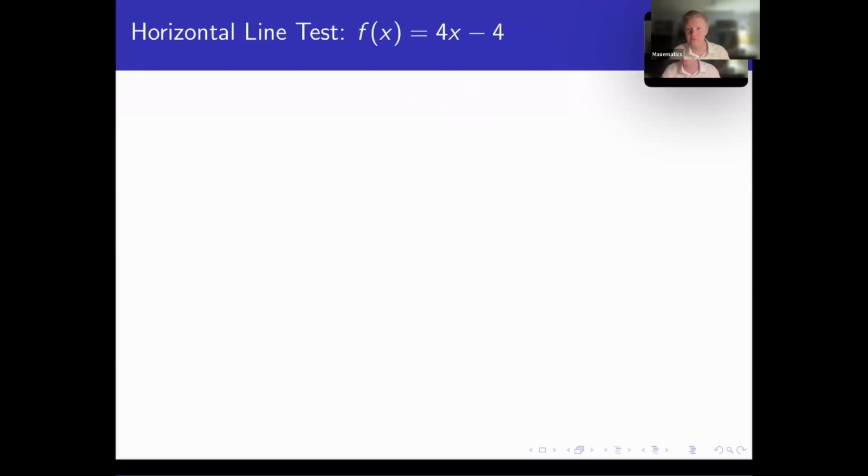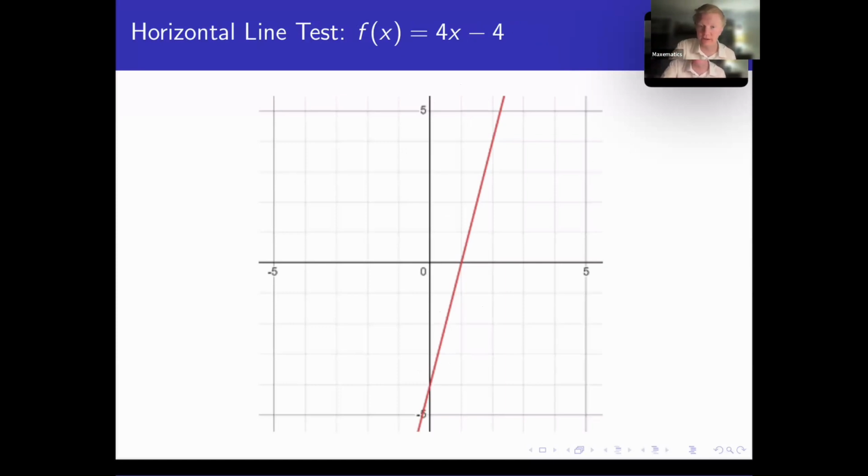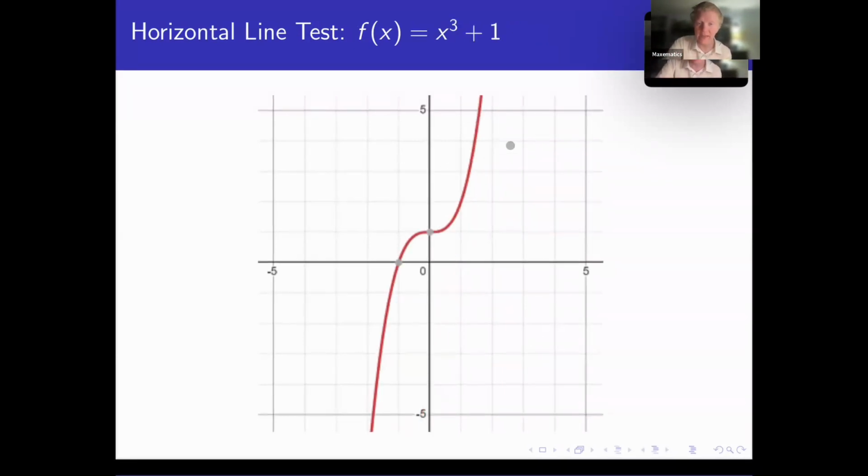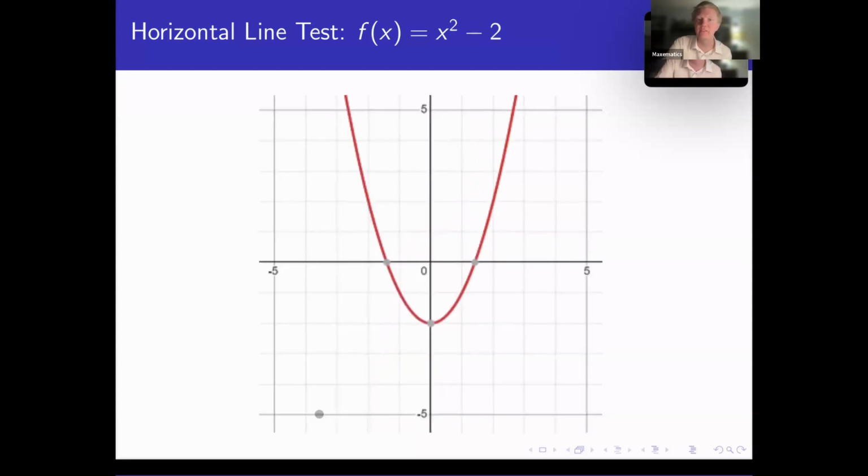So just to show you graphically how these would work, again, the horizontal line test says if your finger or your pencil covers two points at once when held horizontally, it's not one-to-one. So here's 4x minus 4, just a line. Notice that there is no horizontal line that covers this graph at more than one point. X cubed plus 1, odd roots. Oh yeah, okay, that's not so bad. But the second we got x squared minus 2, well, now we have plenty of horizontal lines that cover more than one point at once. So there you go. This would fail the horizontal line test.